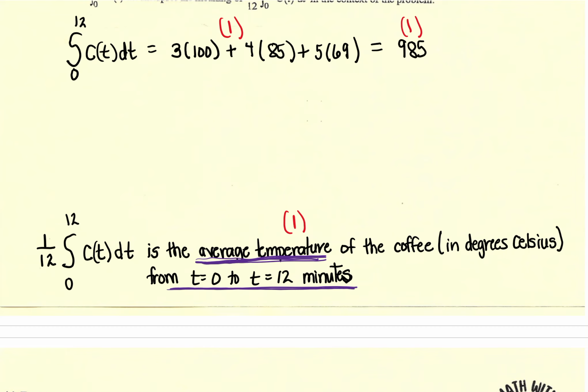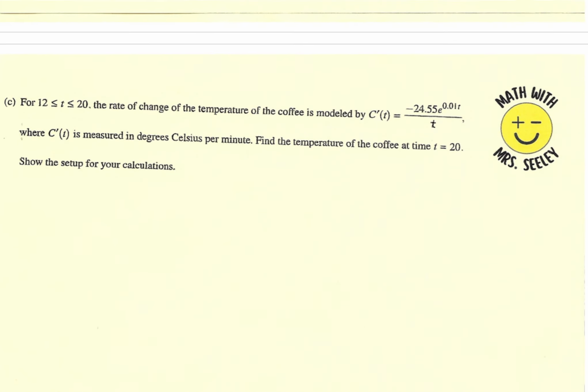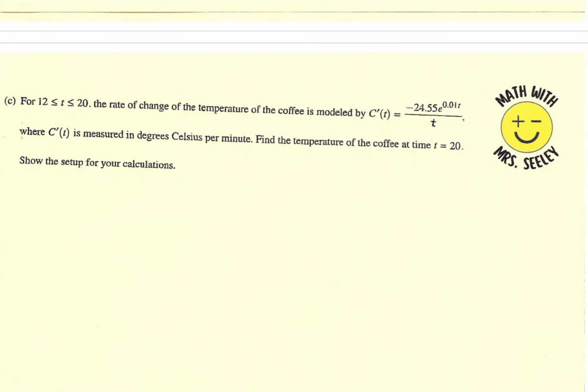Next one, part C. From 12 to 20, the rate of change of the temperature is modeled by this expression right here, where C prime of T again is measured in degrees Celsius per minute. We want to find the temperature at time T equals 20, and we have to show the setup for our calculation. So we want the temperature at T equals 20 minutes.